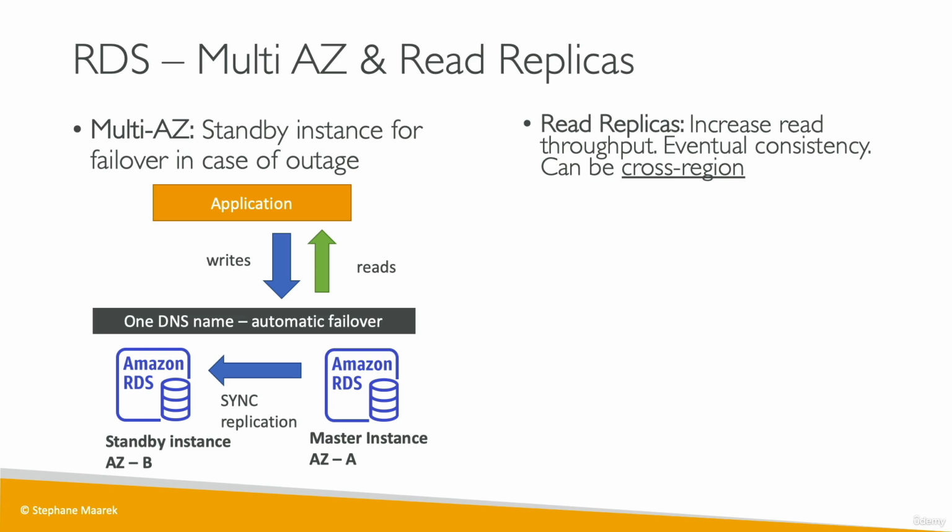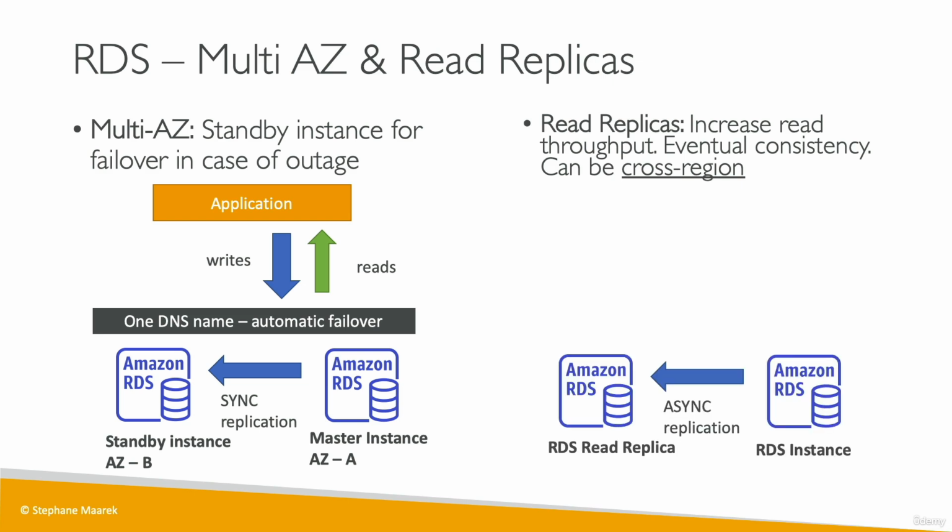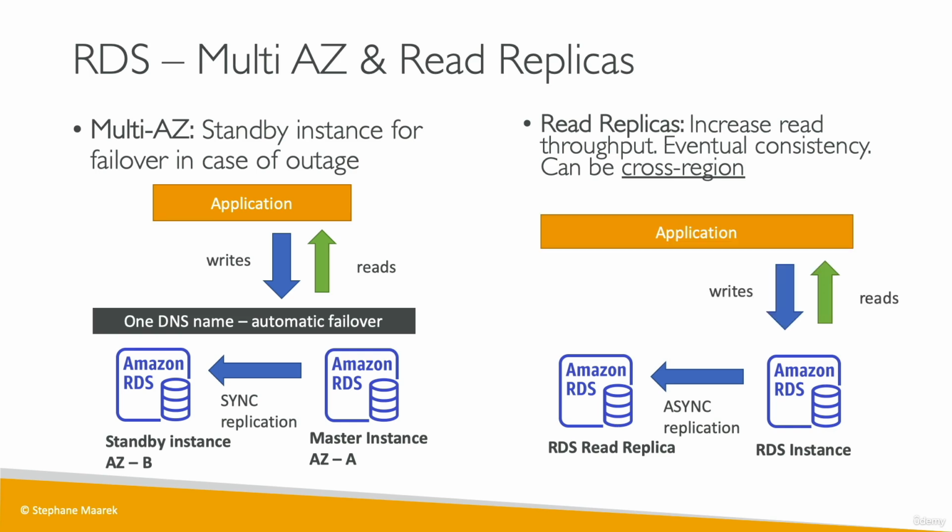And if we wanted to scale the reads, then we would use read replicas. These read replicas use asynchronous replication, so we have eventual consistency, and they can be created cross-region, so it's possible to use a replica to reduce latencies in different regions in AWS. Your RDS instance will have an asynchronous replication into another RDS read replica, again in the same region or a different region. Your application can do reads and writes on your main RDS database, but can also do reads only on your read replica. This is why it's called a read replica.